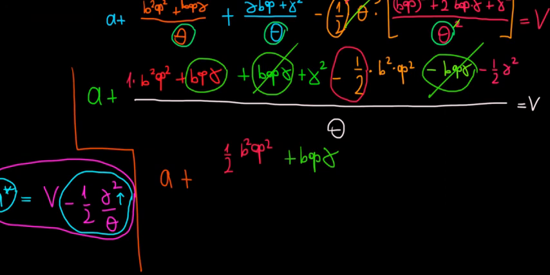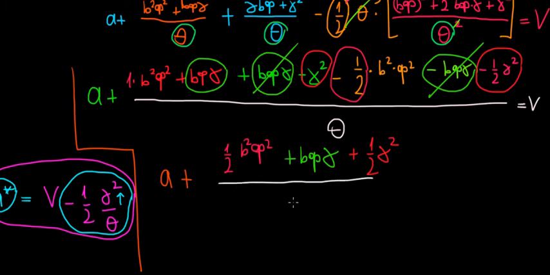Now we keep moving. What else do we have? We're left with plus gamma squared minus 1 over 2 gamma squared. So 1 minus a half is plus a half gamma squared, all of it divided by theta. So all of this divided by theta equals v.